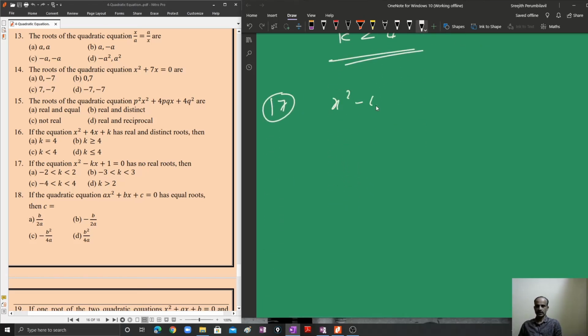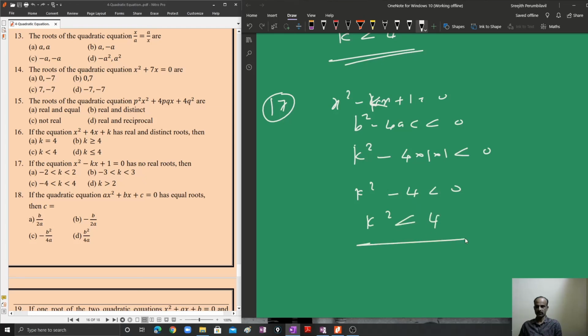Question number 17. X square minus 4x plus 1 equal to 0 has no real roots. That means b square minus 4ac less than 0. b square, that is kx, not 4x. kx square minus 4 into 1 is less than 0. K square minus 4 is less than 0. K square is less than 4. No option given there. How to do?